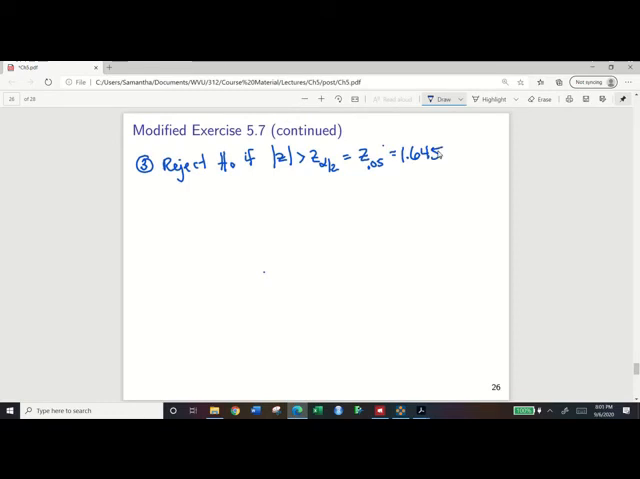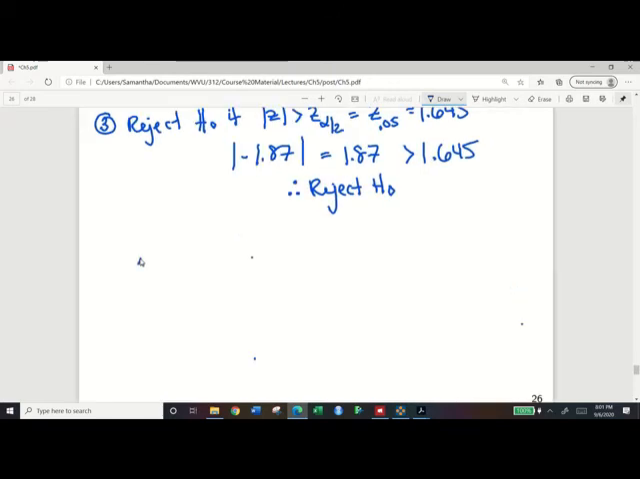So comparing the absolute value of negative 1.87, which equals 1.87, it is indeed greater than 1.645. So therefore, we will reject our null hypothesis. This leads us to step 4, stating our conclusion.